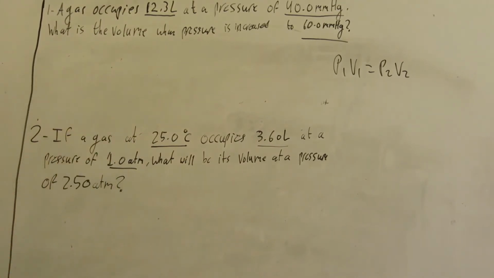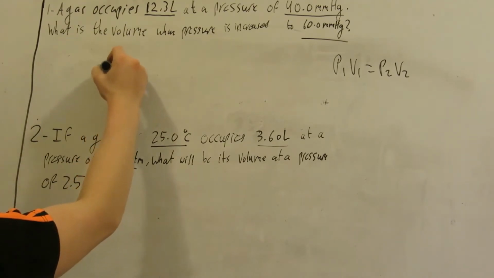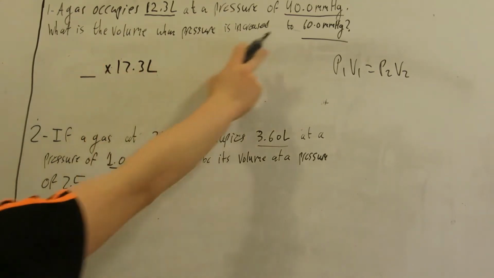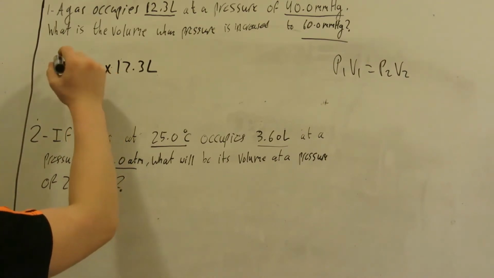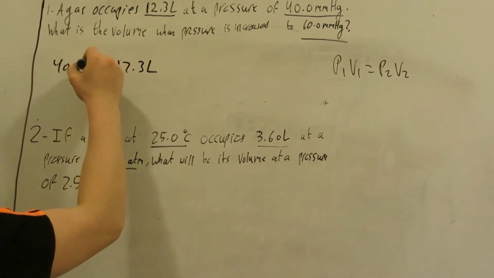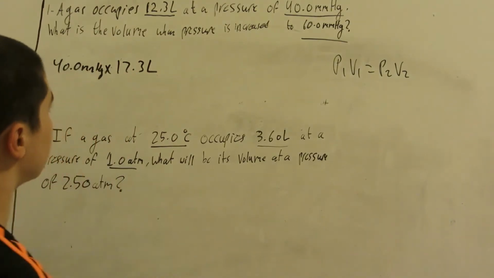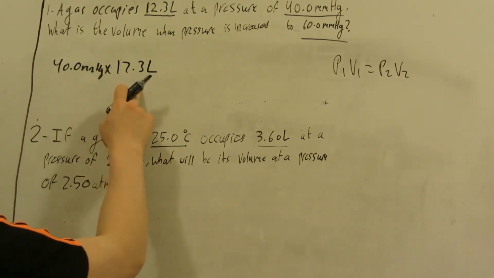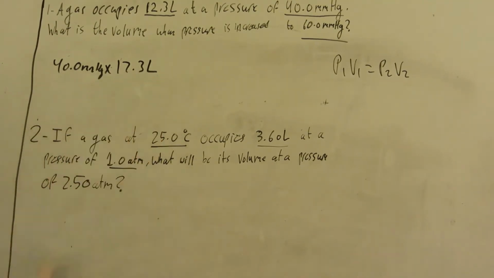Alright, so it states here that the volume is 12.3 liters, and the pressure is written as 40.0 millimeters of mercury. Again, just for the people who didn't notice, 12.3 is the volume. I mistakenly wrote it in the pressure side. So the pressure is 40 millimeters of mercury, so it's 40, and the volume is 12.3. We put an equal sign, and we continue reading.